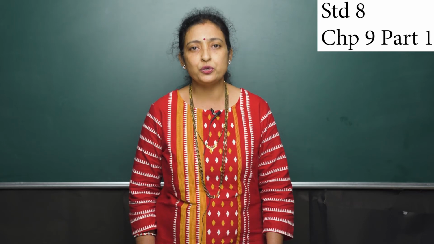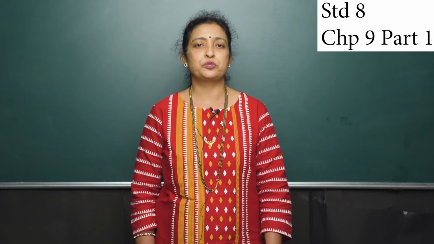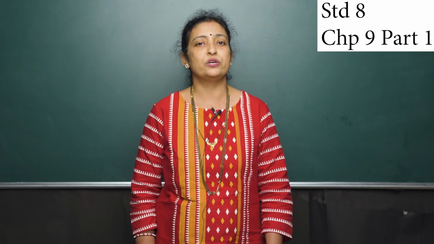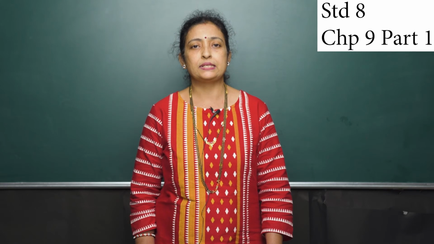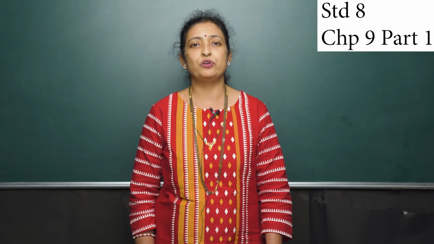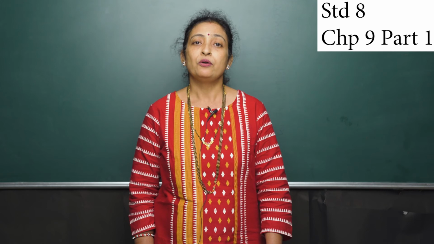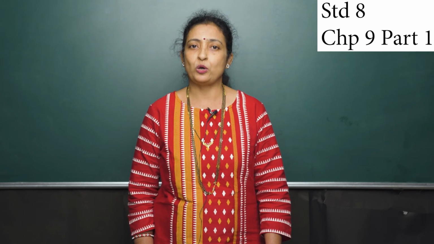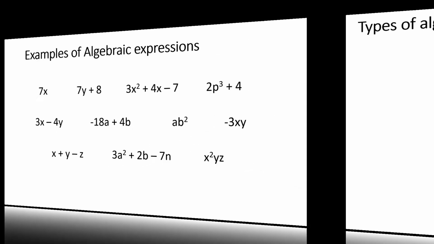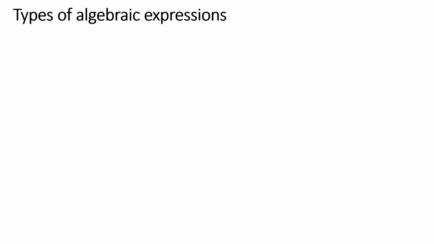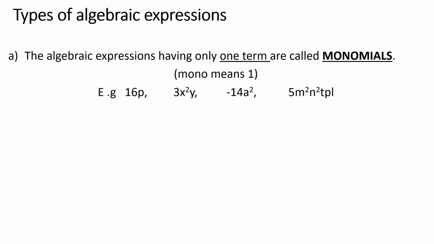So you must have understood, dear students, that an algebraic expression can be written using one term, one variable, two variables, three variables. Sometimes we use powers of the variables. We use negative and positive integers. Depending on this, we have different types of algebraic expression. Those algebraic expressions which are made up of only one term are called monomials.